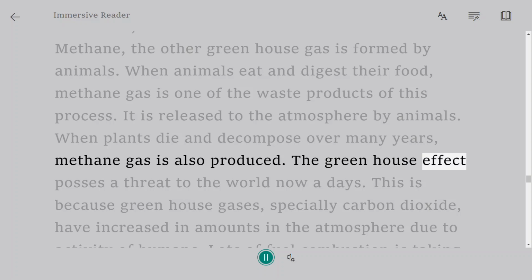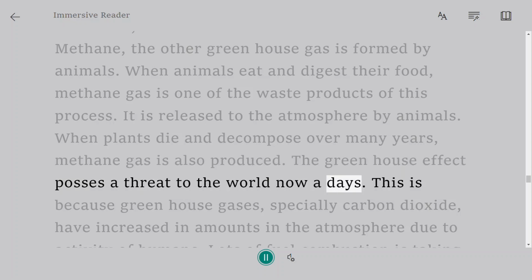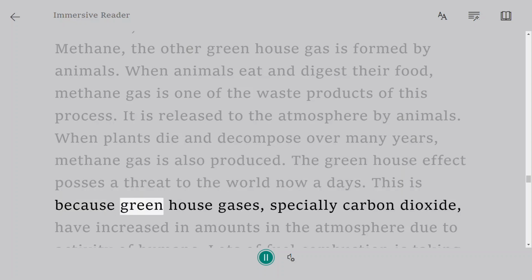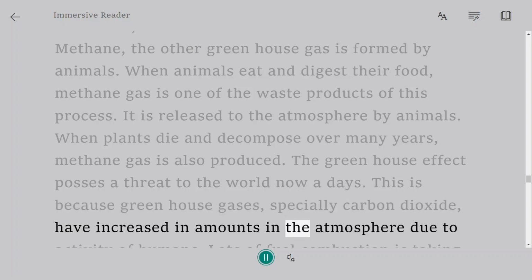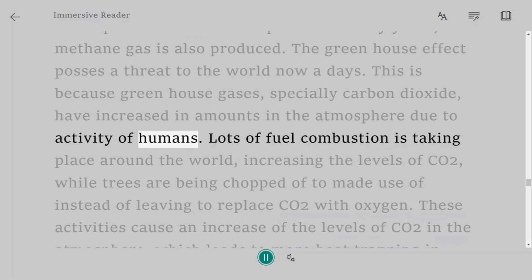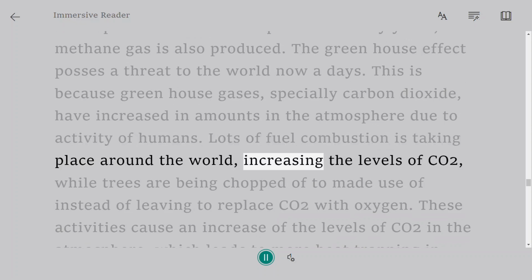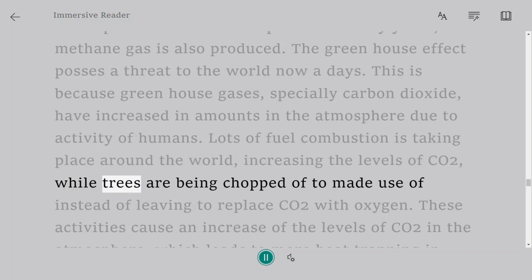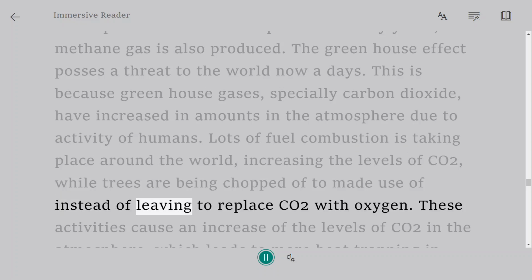The greenhouse effect poses a threat to the world nowadays. This is because greenhouse gases, especially carbon dioxide, have increased in amounts in the atmosphere due to the activity of humans. Lots of fuel combustion is taking place around the world, increasing the levels of CO2, while trees are being chopped off to be made use of instead of being left to replace CO2 with oxygen.